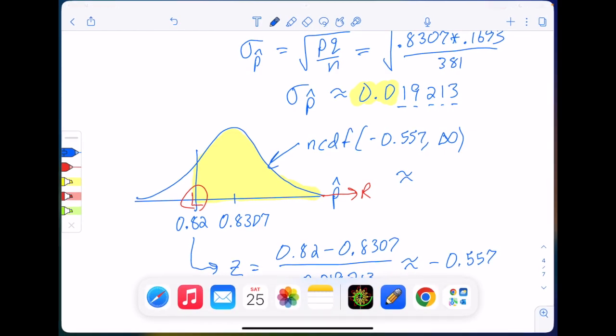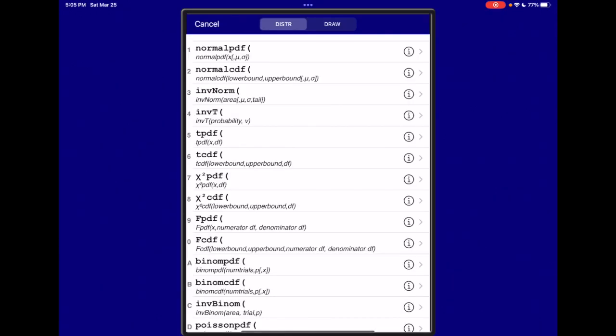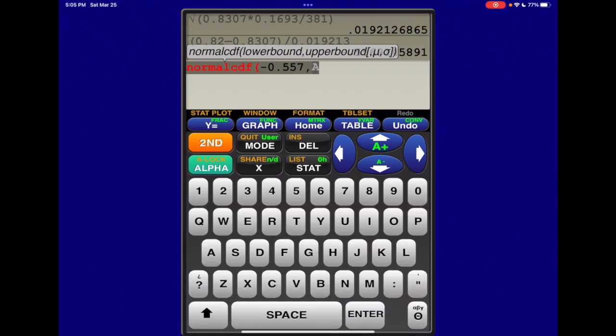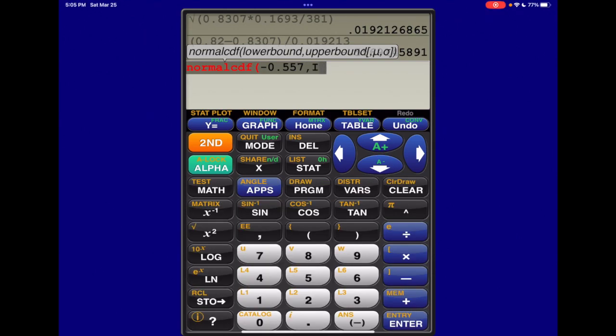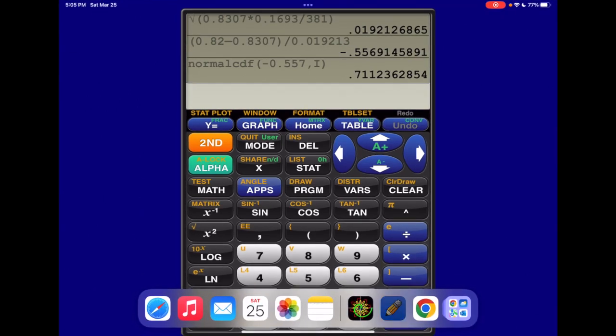So one more time back to the calculator. So second and distribution, where you know our boundaries, we're trying to find area, so we use normal CDF, choice 2. And then our left-hand z-score boundary was negative 0.557. And our right boundary was infinity, so alpha I, assuming that we've stored a big number into the I key to have that represent infinity. And we get 0.7112, so that's going to be our answer.